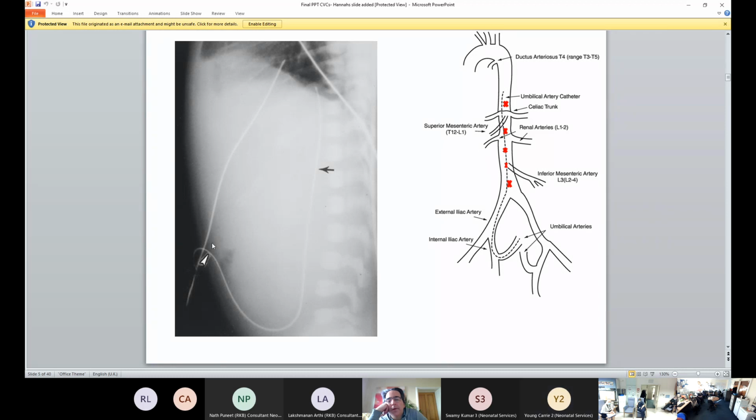On the X-ray, as you can see, you can easily differentiate. This is a lateral view X-ray, just to show the difference in the course of the umbilical catheter. So obviously the UAC goes down and then upward, and the UVC goes straight anteriorly and then upward.